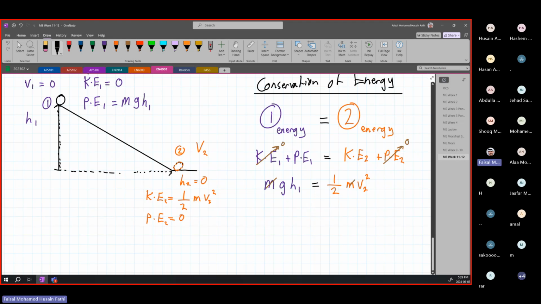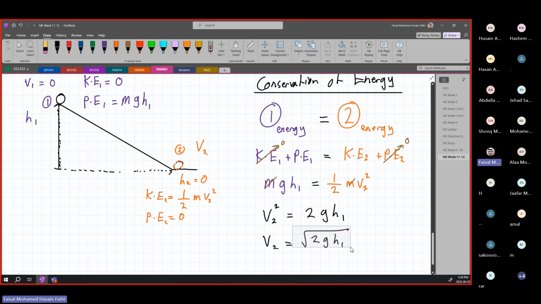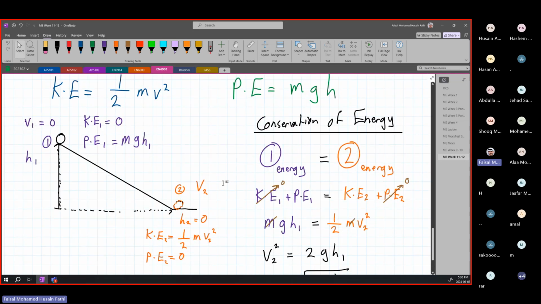So if I want to write an equation in terms of h, v squared at this point is equal to, if we take the 2 to the other side, 2gh1, or in other words, v2 is equal to the square root of 2gh1. Or you can just say velocity is equal to the square root of 2gh, just v and h in the case where it starts from rest and the final height is 0.